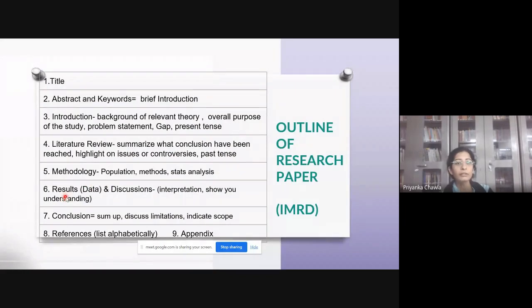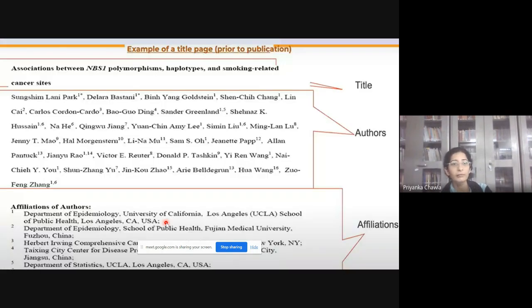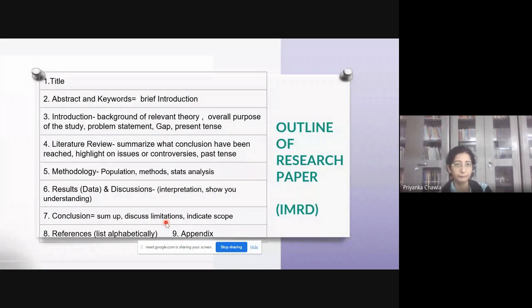If I talk about the result and discussion part, this deals with interpretation. It shows your understanding with the help of charts, pie charts, and diagrams. The conclusion is to sum up. It concludes with some limitations and further scope. Lastly, there should be references, which should be listed alphabetically.